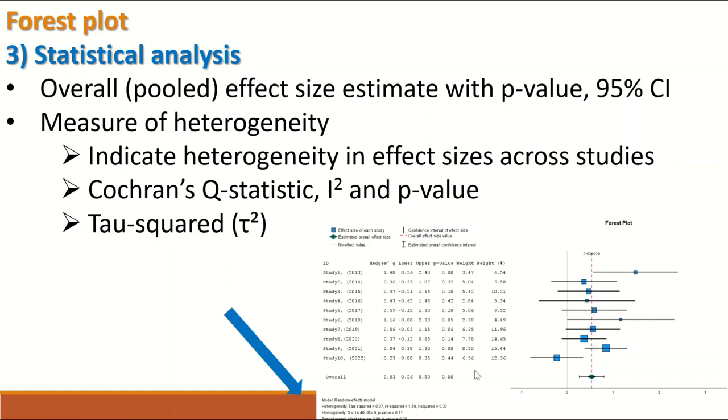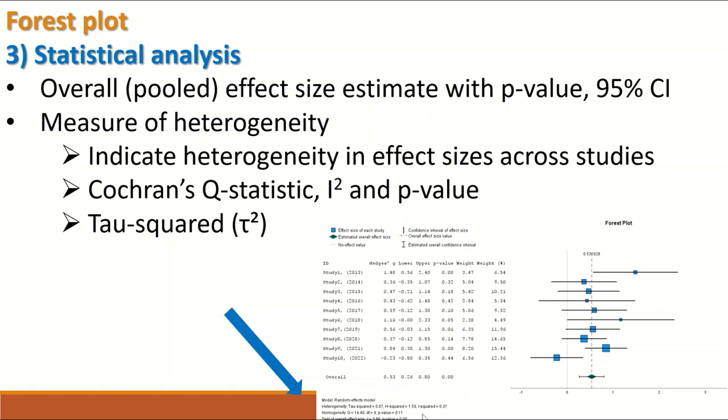So from this forest plot, the pooled estimate of effect size shows that there is a statistically significant difference between the intervention and control group based on the mean for each group, calculated as a standardized mean difference using Hedges' g. And this difference is statistically significant as the p-value is less than 0.05 and the 95% confidence interval contains the overall Hedges' g value. That's the first part of the analysis.